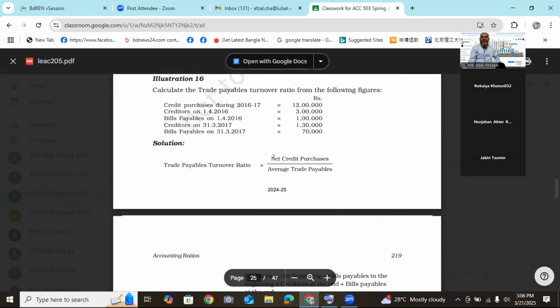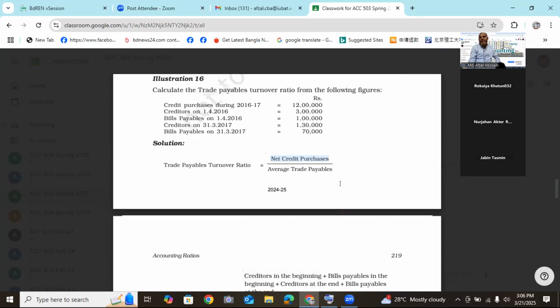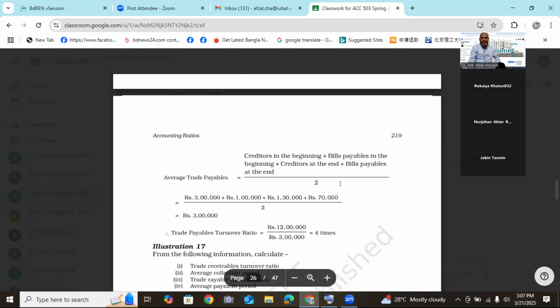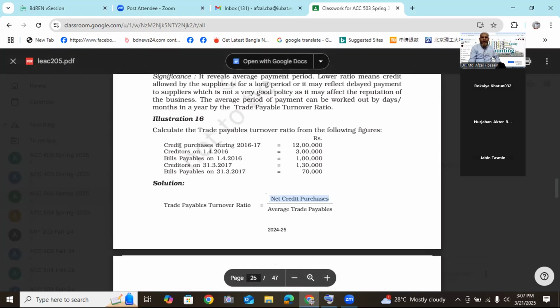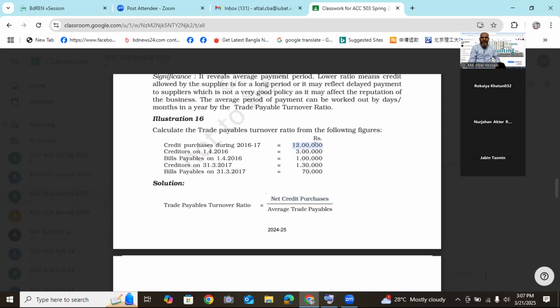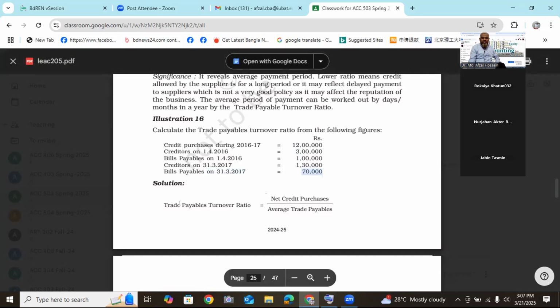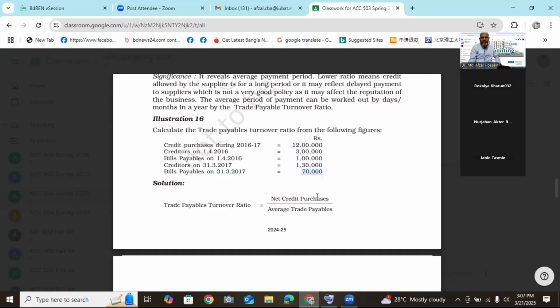So the formula is net credit purchase divided by the average trade payable. Another problem: credit purchase during the year is 12 lakh. Opening creditors are 3 lakh, bills payable 1 lakh. Ending creditors and ending bills payable are also given. So the trade payable turnover ratio is net credit purchase divided by average trade payable.